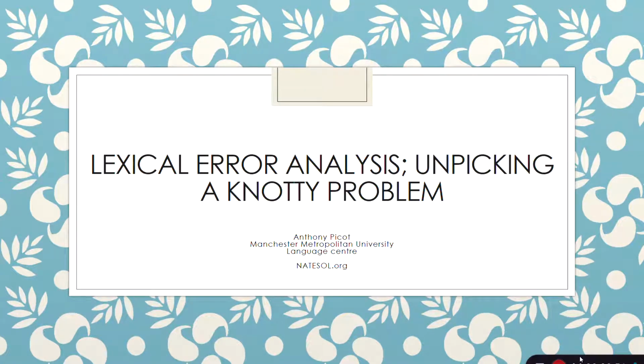Today, I'd like to talk to you about my efforts to produce a workable framework for analysing the lexical errors in language learners' compositions. That is, a way of systematically identifying and categorising the type and frequency of a wide range of lexical errors.